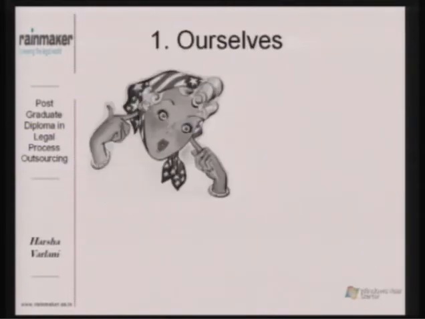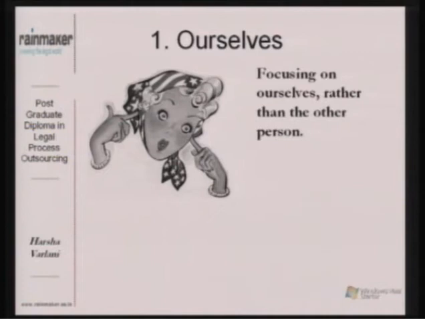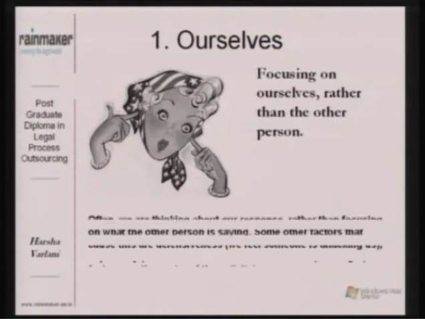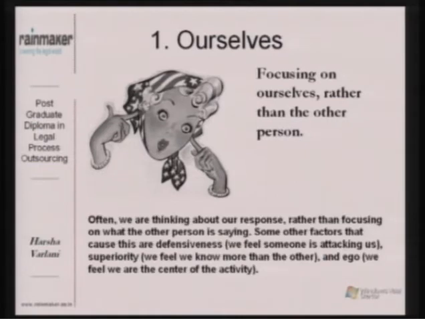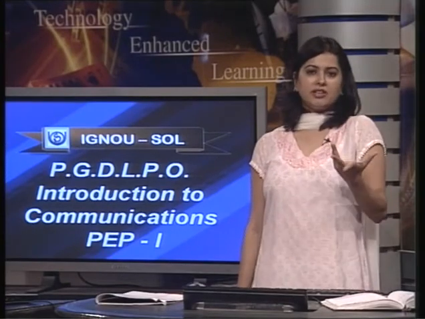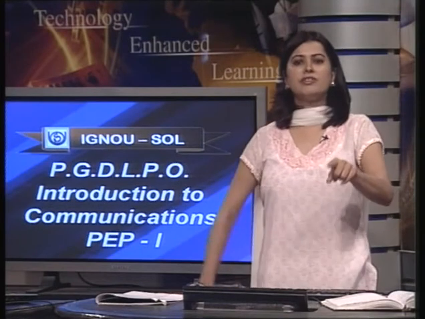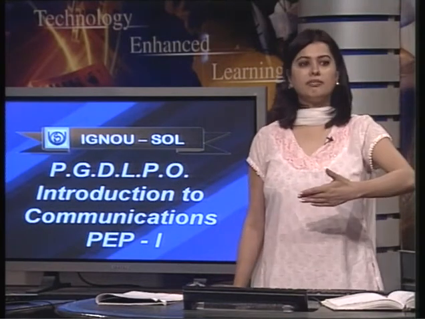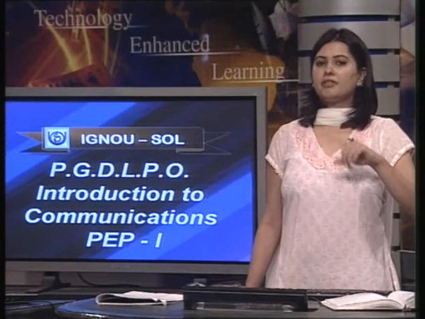One of the biggest barriers is probably ourselves. Focusing on ourselves rather than the other person. I think I'm right all the time. Often we are thinking about our responses rather than focusing on what the other person is saying. Some other factors that cause defensiveness: we feel someone is attacking us. Superiority: I am better than you, so I am going to continuously talk and you listen to me. I've put a barrier in front of me. We need to understand these are very important barriers.